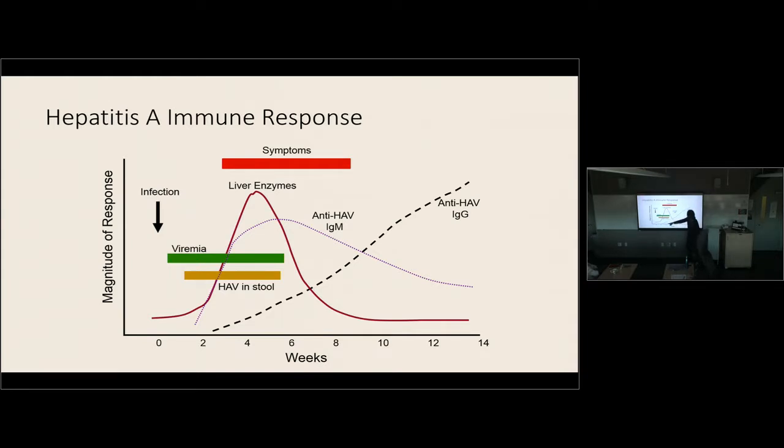And that's because your body's now making IgG. So this is kind of that delayed response. And this will start to go up, and then you'll see the kind of crossover around week 8 or so, and this is the main response. And you'll notice the viremia starts to downtrend once IgG starts to come up.